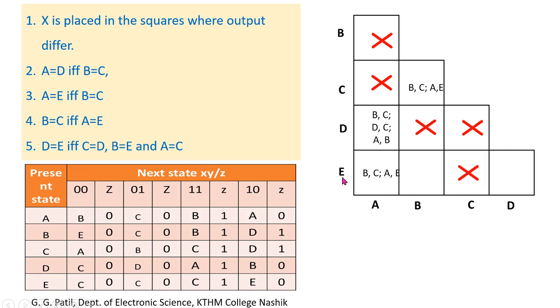Then check for BE. EC is the same pair. DE. So these are the pairs, CD for CD, BE and AC for state ED, and the remaining placed BC. BC is crossed. Sorry, B is crossed. Now take the key 0 0 0 0 1 1 and 1 0. So that pair is crossed.